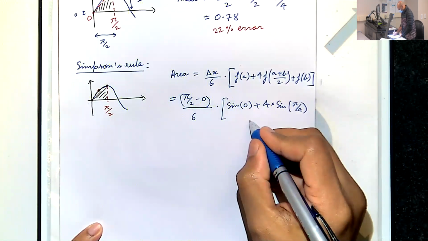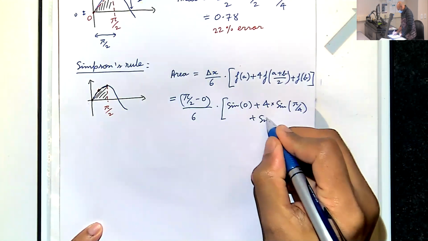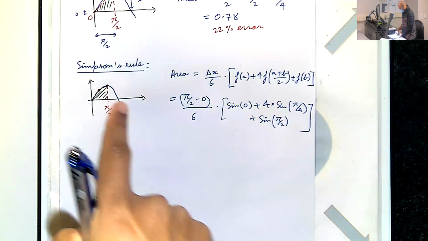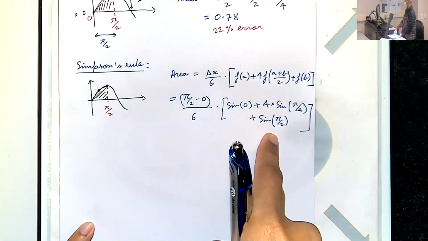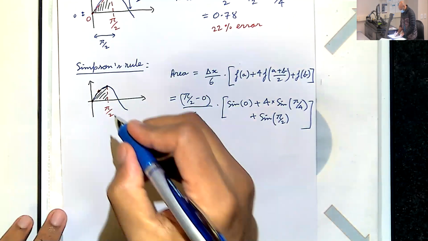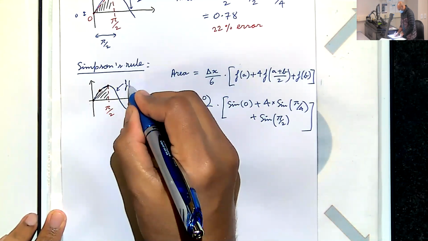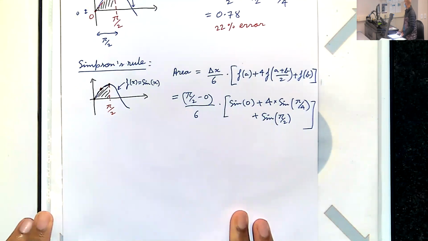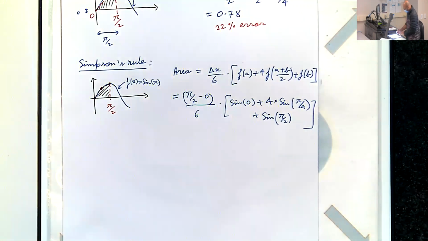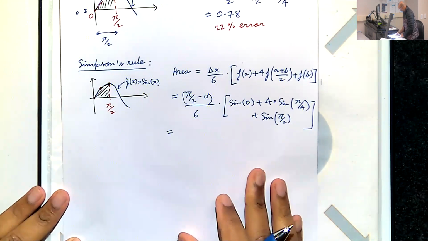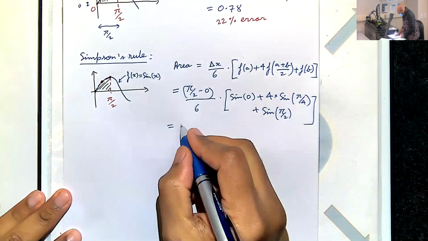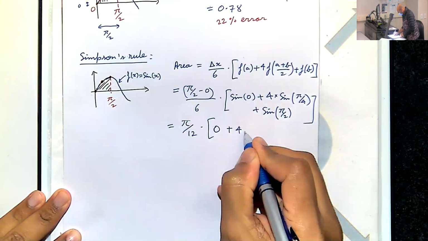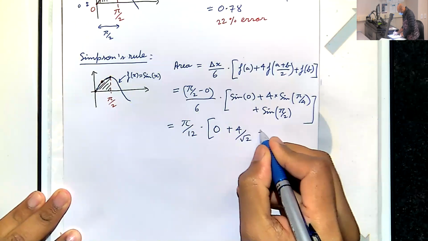All right, and the last one is sine of pi over 2. f of b, b is pi over 2. We just plug in pi over 2 in place of x. Remember, f of x equals sine x is the curve. Once you plug in all the numbers, you get pi over 12 times 0 plus 4 over root 2 plus 1.